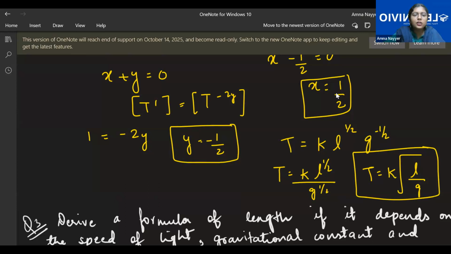Now, anything to the power half is basically root of that quantity. L to the power half, g to the power half, that is root L by root g. And you can write root L by root g as under root L by g. That's what I have written. So this is the formula.